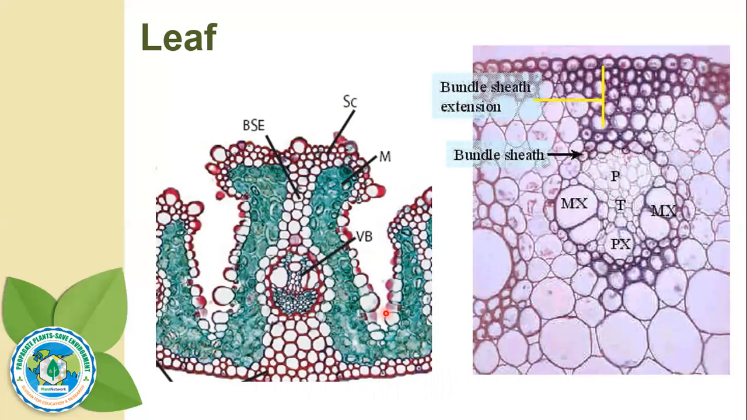This slide shows the internal structure of the leaf with the bundle sheath extension. This bundle sheath extension extends from the bundle sheath that surrounds the vascular bundle and extends toward the epidermis. In this case, the bundle sheath extension is also present in the cortex, extending from the bundle sheath that surrounds the vascular bundles.